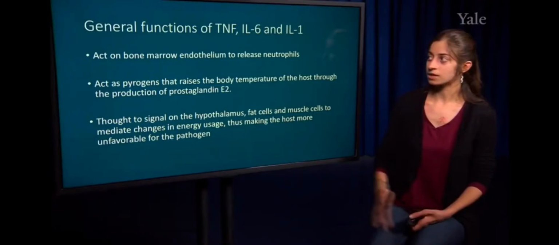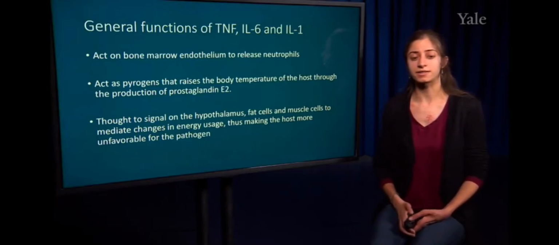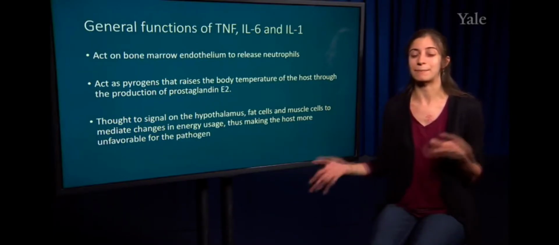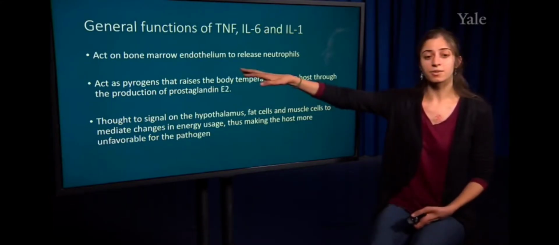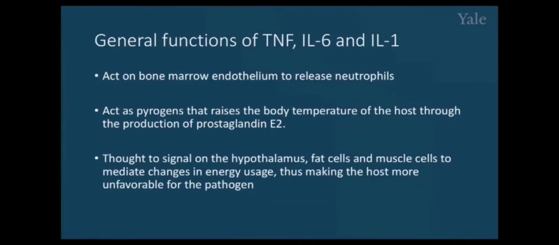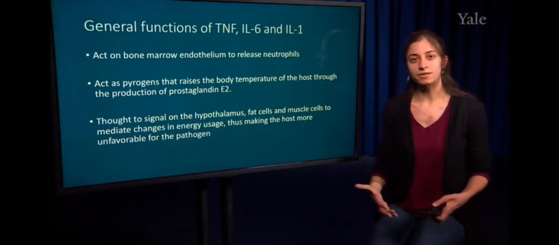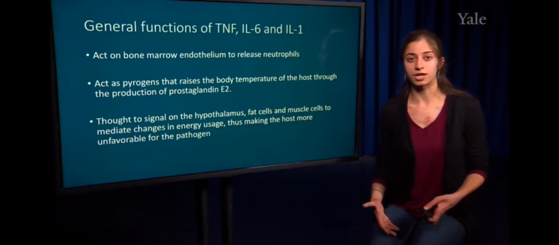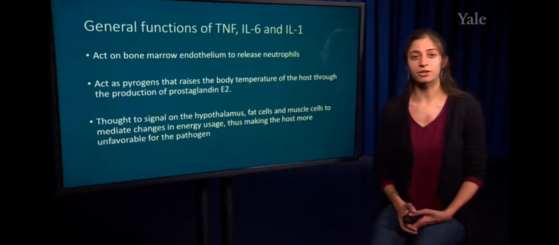So, some general functions of TNF, IL-6, and IL-1 to help make that past slide a little bit less overwhelming. It acts on the bone endothelium to release neutrophils. You may recall from your development lectures that neutrophils, like many hematopoietic cells, will arise from the bone marrow. When more are needed, the bone marrow will activate the production of neutrophils that can then go out into circulation and migrate to the site of infection thanks to chemokines like CXCL8.